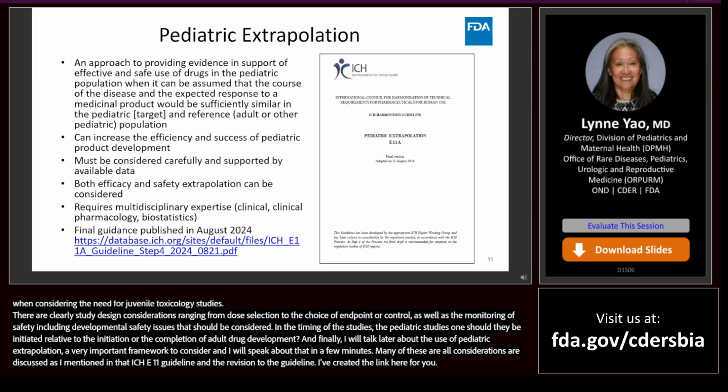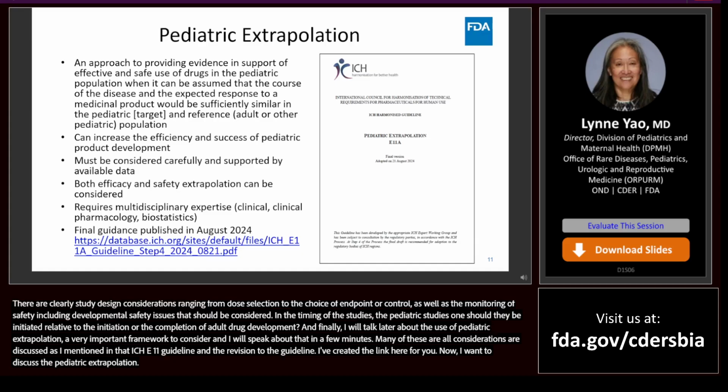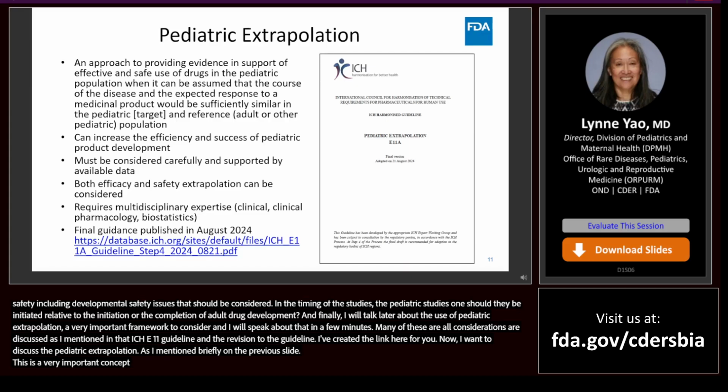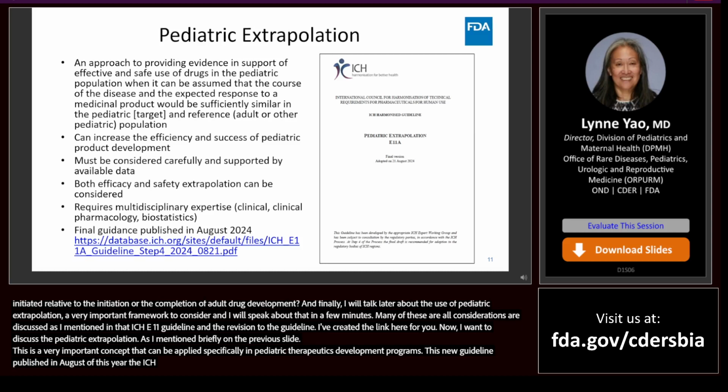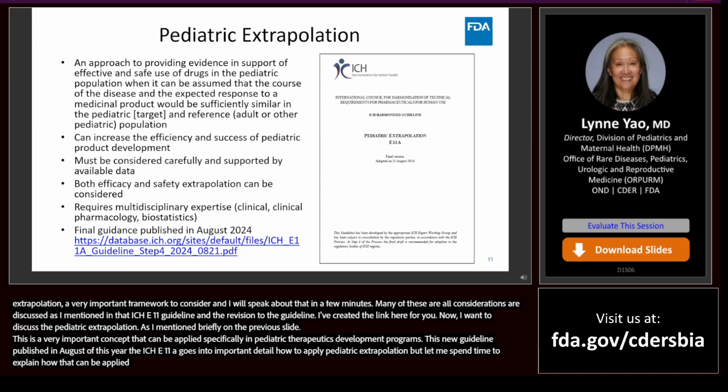So now I want to discuss pediatric extrapolation. As I mentioned briefly on the previous slide, this is a very important concept that can be applied specifically in pediatric therapeutics development programs. This new guideline that was published in August of this year, the ICH E11A Pediatric Guideline, goes into very important details on how to apply pediatric extrapolation. But let me just spend a little bit of time to explain how that can be applied in a pediatric development program. First of all, pediatric extrapolation is defined here in the first bullet.